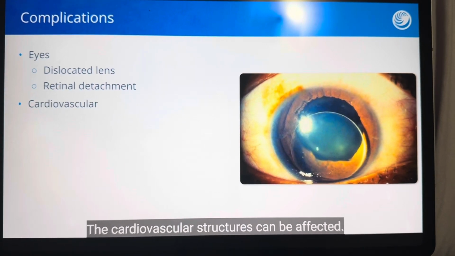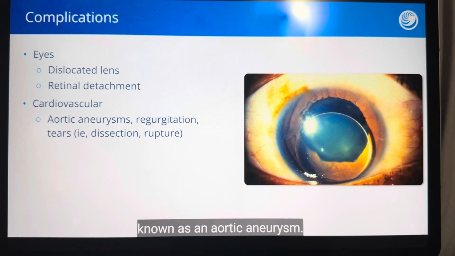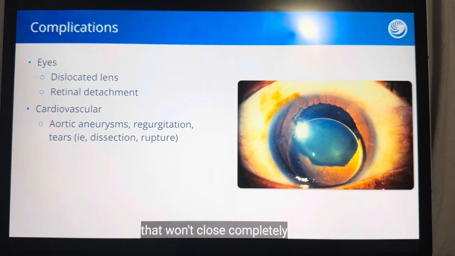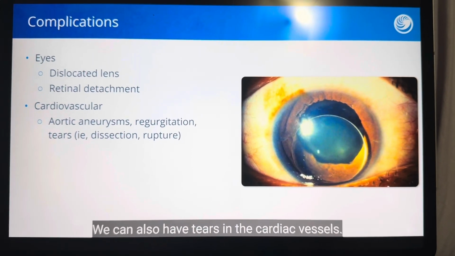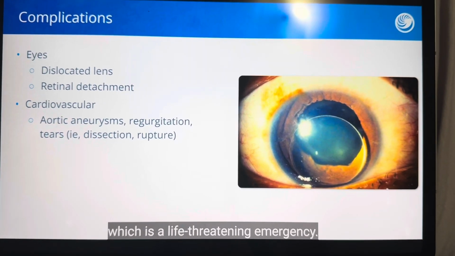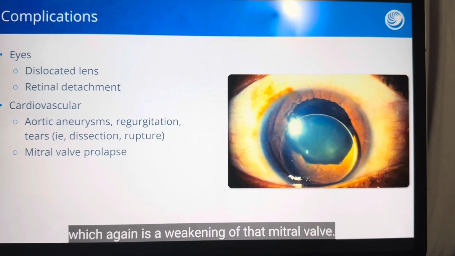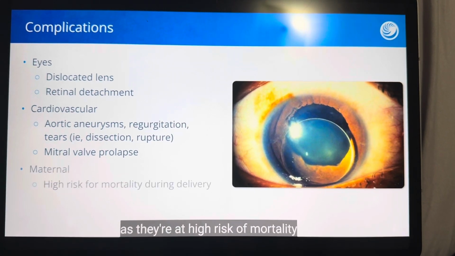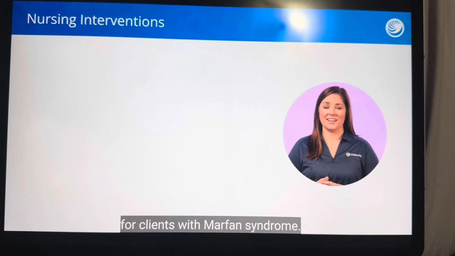The cardiovascular structures can be affected. We can have this weak, dilated aorta, known as an aortic aneurysm. We can also have valve regurgitation, which is due to the weakened valves in the heart that won't close completely, and this causes backflow of the blood. We can also have tears in the cardiac vessels. Specifically, we can have an aortic dissection or rupture, which is a life-threatening emergency. Clients may also have mitral valve prolapse, which again is a weakening of that mitral valve. Women with Marfan syndrome are uniquely affected, as they are at high risk of mortality during birth if they were to get pregnant.